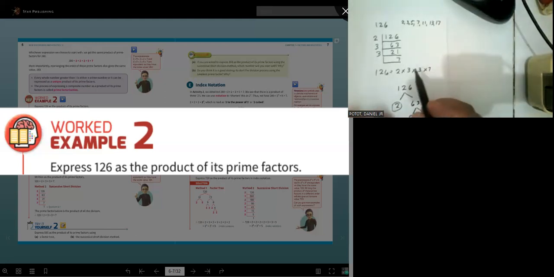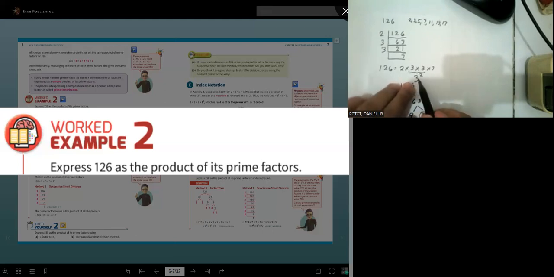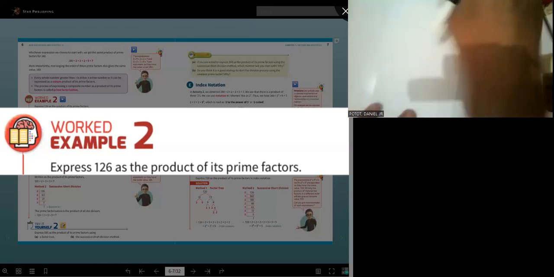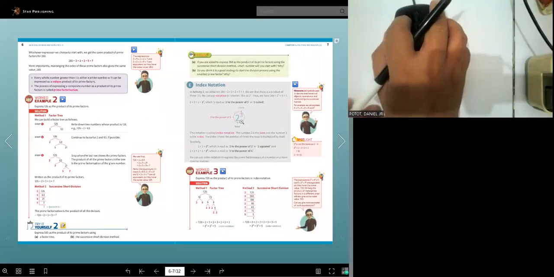If 126 can be written like this, one part is actually 3 times 3. That can be written as 3 squared, or 3 to the power of 2. So 126 can now be written as 2 times 3 squared times 7. Okay? So we're going to use the index notation. Let's try to look into the examples in your book.